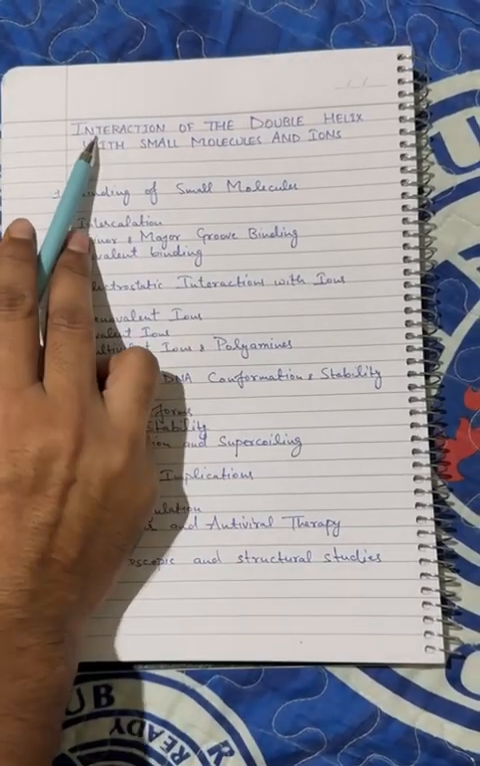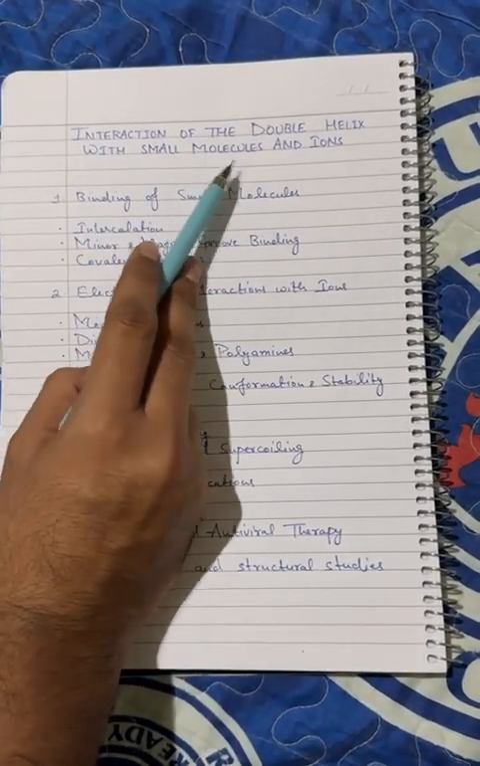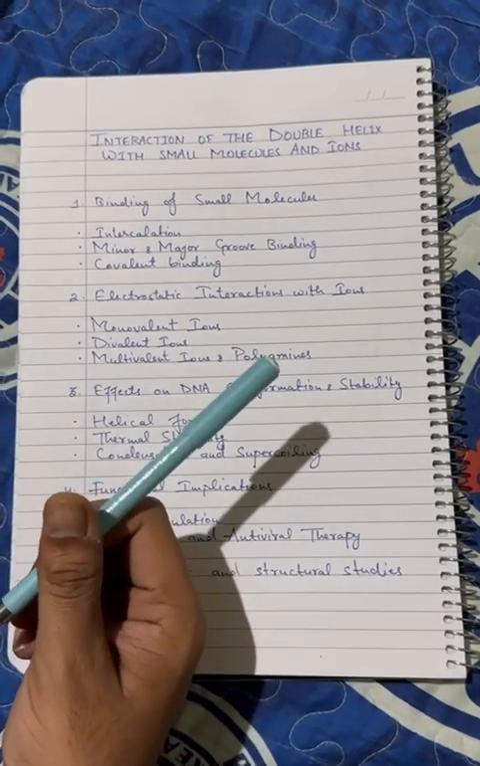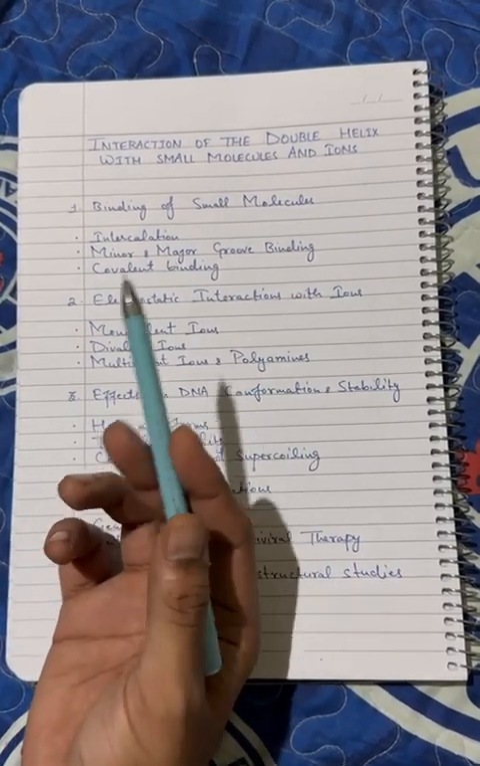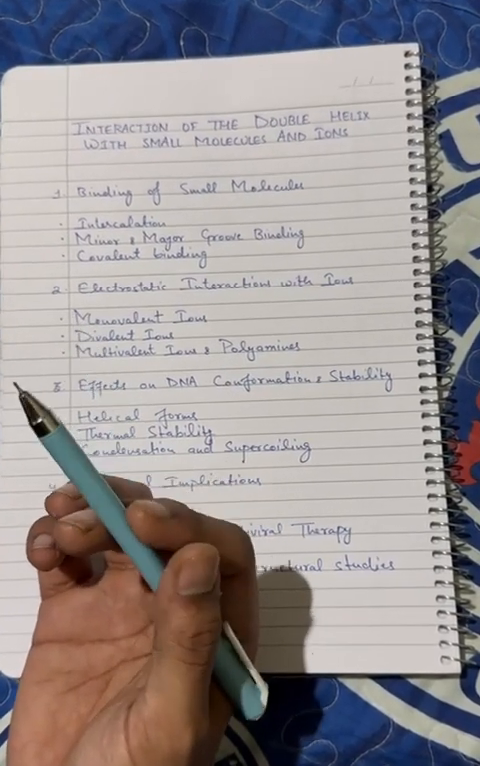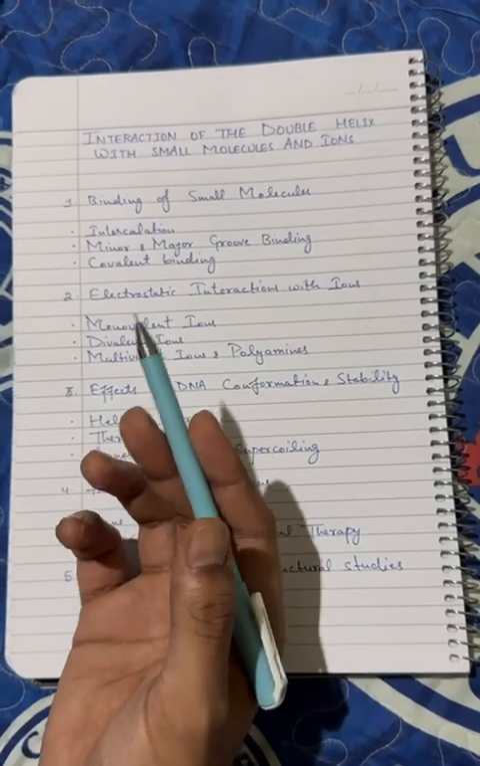So today my topic is interaction of the double helix with small molecules and ions. The interaction of the DNA double helix with small molecules and ions is a significant area of study in biophysics, as it plays a crucial role in biological processes like replication, transcription, and repair.